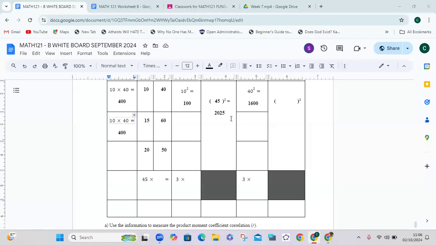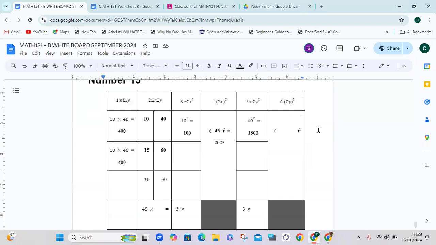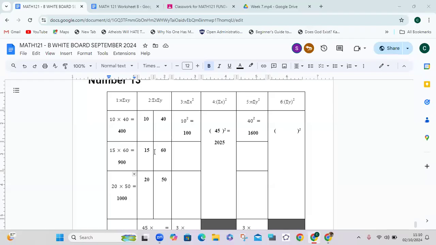As you can see, the first xy, that means x times y, has been done. That is 10 times 40, which is 400. Now we've got to do the second xy. The x's are 10, 15, and 20. The y's are 40, 60, 50. So now the second xy is 15 times 60, which is 900. The third one is 20 times 50, which is 1,000.